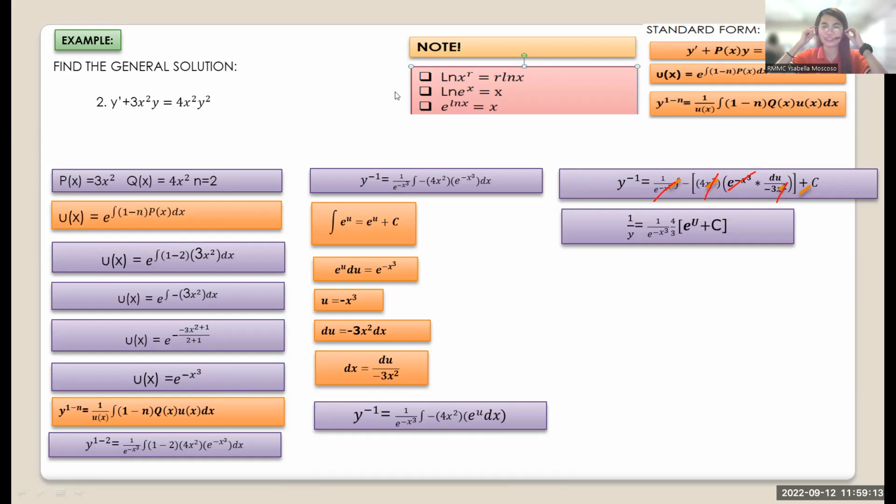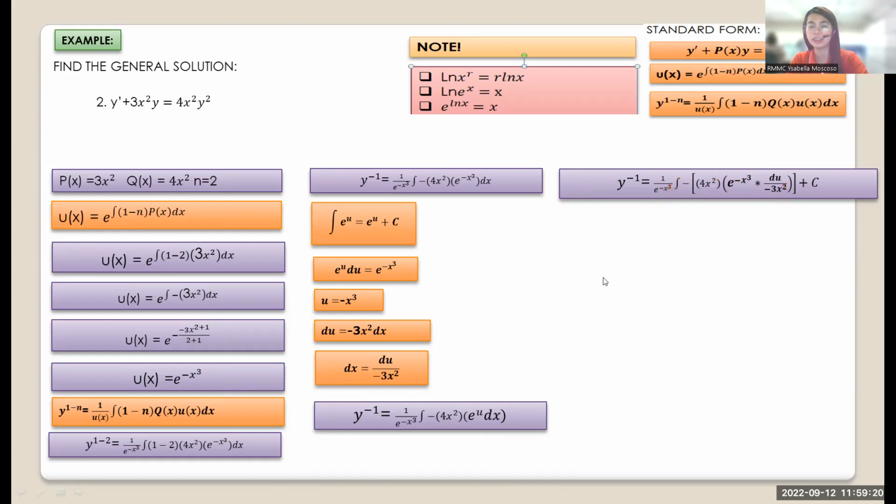Sige, nagloloko na yung Zoom. So, ulitin natin. Nagloloko na yung Zoom. Mapangit na siya. Okay? So again, ulitin natin to make clear natin.